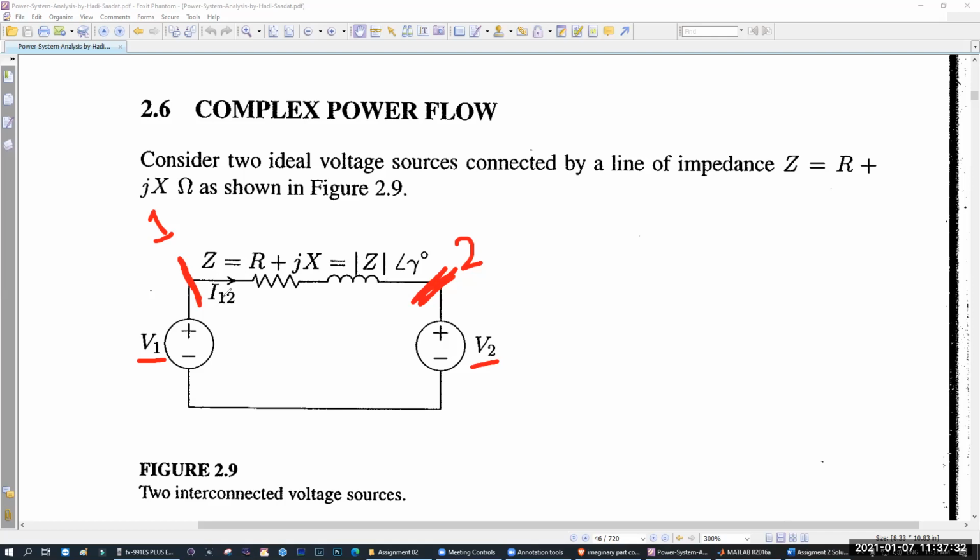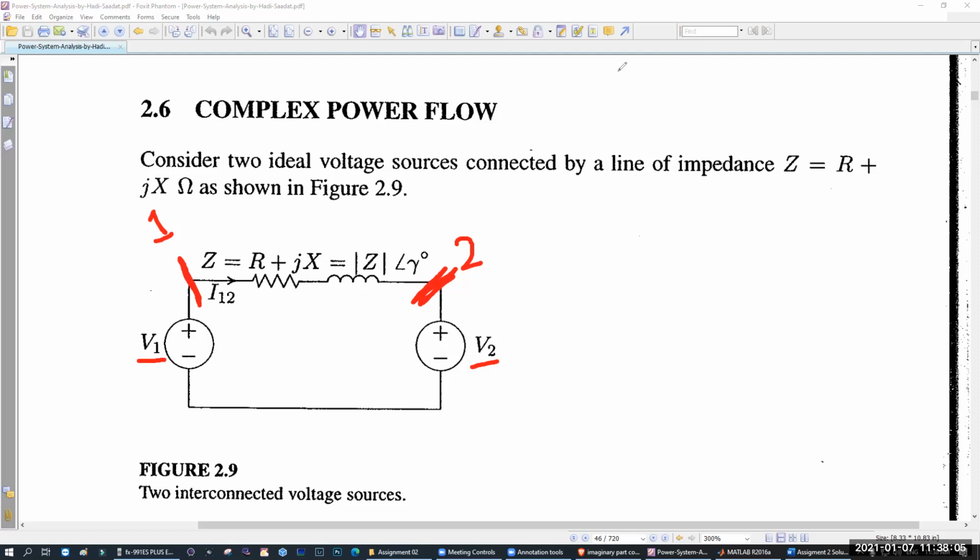And what is the current flowing from this point to this point? I12, because from bus 1 to bus 2, current is flowing in this direction. So this is called I12. And what is the Z of the transmission line? What is the impedance of this transmission line? R plus jX, or you can call it Z magnitude, angle gamma. That is the impedance of that transmission line.